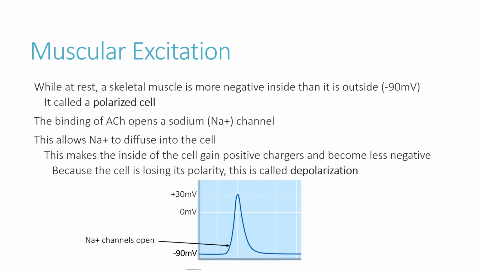We call this depolarization. The cell was polarized because the inside and the outside had different electrical charges, but because the inside of the cell is now losing that distinction because it's gaining positive charges and becoming less negative, it is becoming less polarized. So the term for it is depolarization.